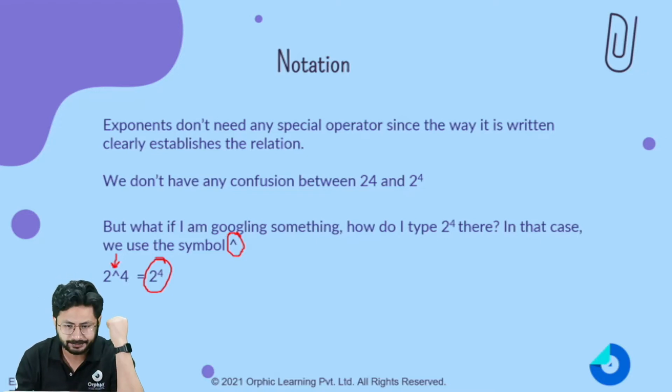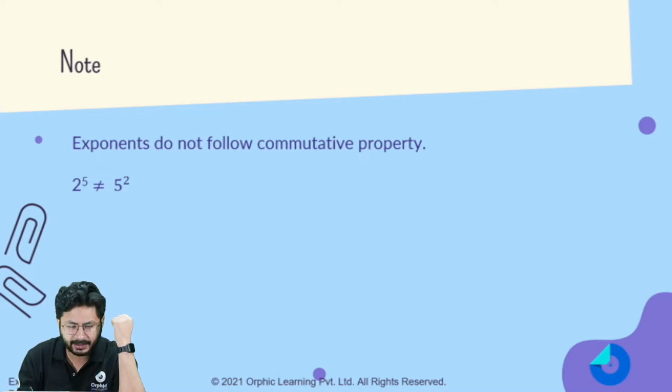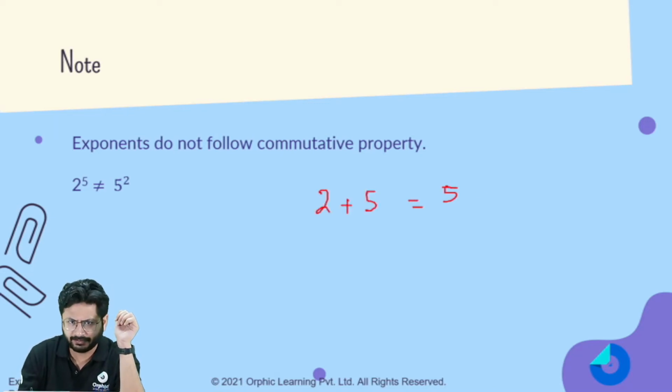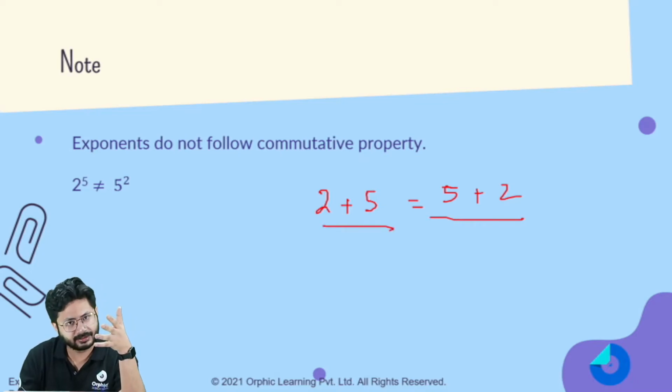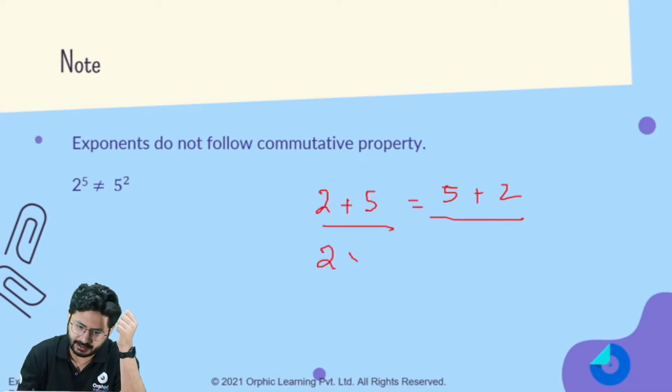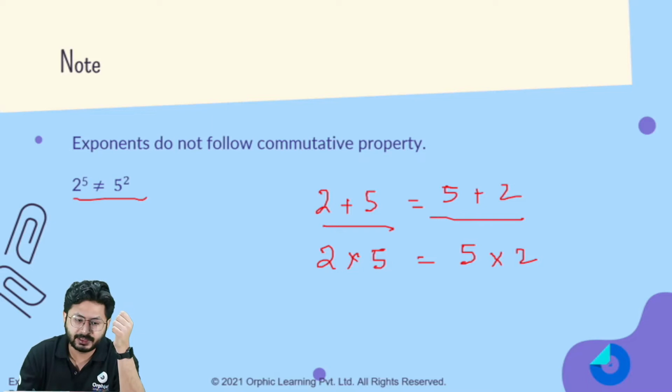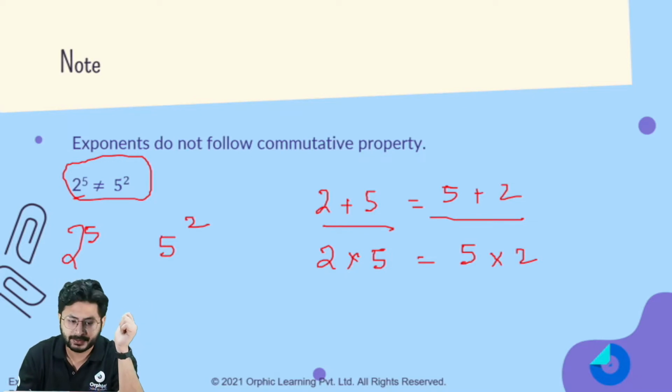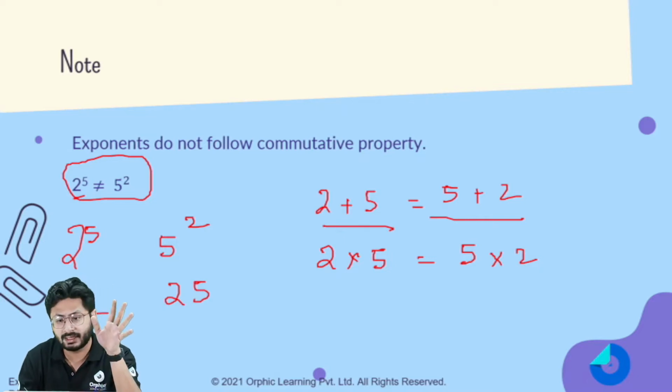Okay, great. Now, let's keep in mind a few things: exponents do not follow the commutative property. When we say 2 plus 5 is equal to 5 plus 2, this is because addition follows the commutative property. Similarly, multiplication also follows the commutative property. But it is not the case with exponents and powers, because 2 to the power 5 and 5 to the power 2 are entirely different things. 2 to the power 5 would be 32 and 5 to the power 2 would be 25. So both are completely different. Don't confuse this: we do not use the commutative property with exponents and powers.